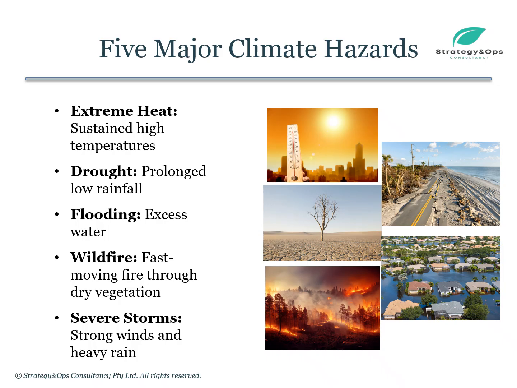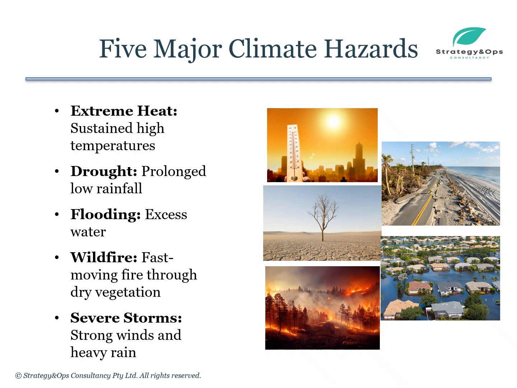This masterclass focuses on 5 major climate hazards. Each one creates different types of stress on people, buildings, and systems. Extreme heat happens when temperatures stay very high for long periods. It puts pressure on power grids, transportation, and public health. Drought occurs when rainfall is very low for an extended time. Water supplies drop, soils dry out, and wildfire risk increases.